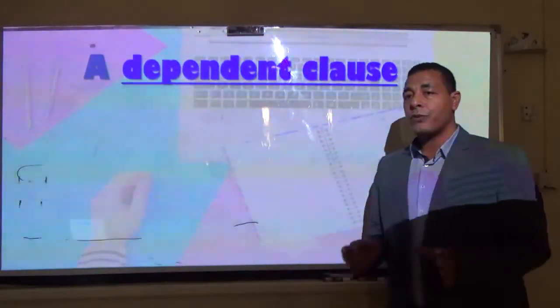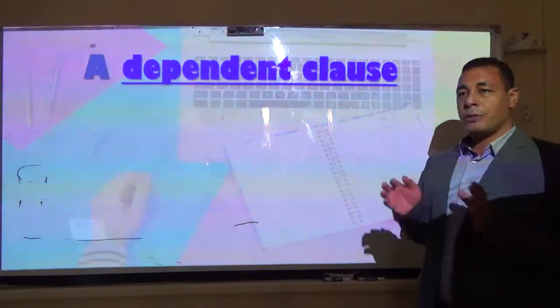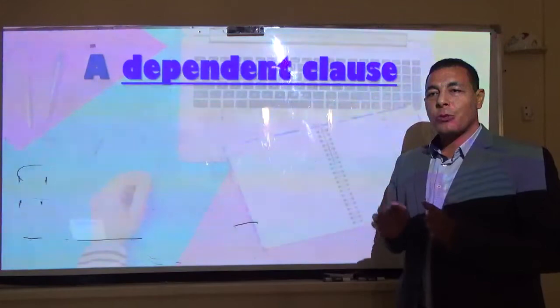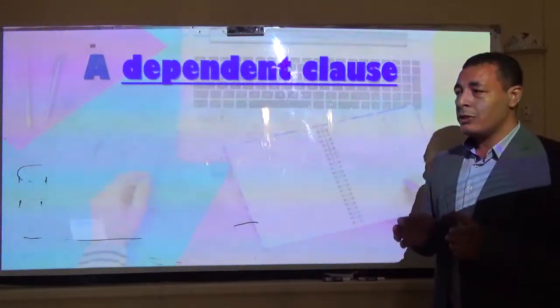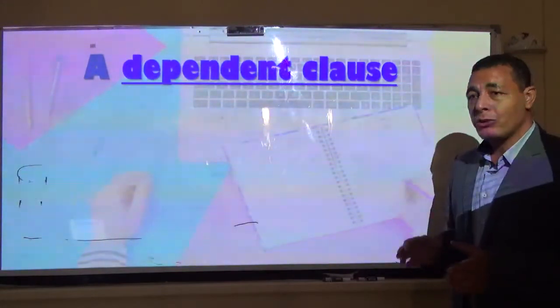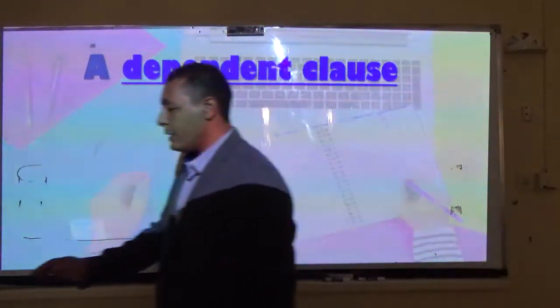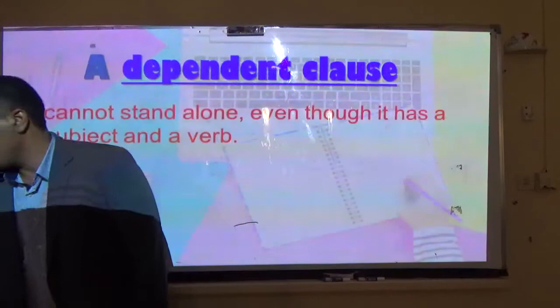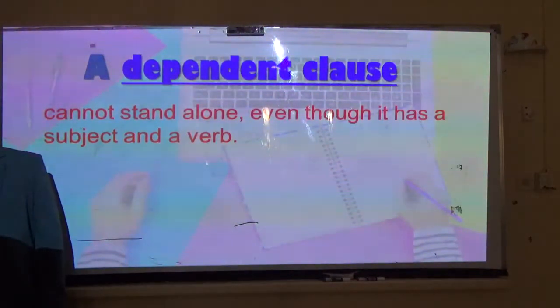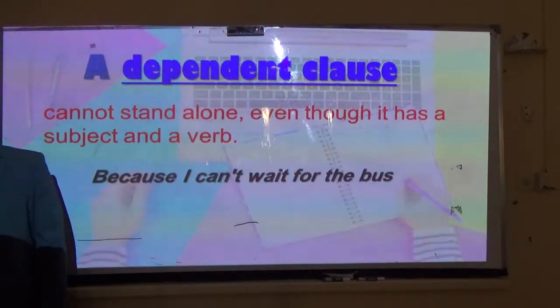What is a dependent clause? Dependent comes from the words depend on. You know depend on? When you depend on someone, it means that you can't do this thing alone. So a dependent clause cannot stand alone, even though it has a subject and a verb. We have examples.